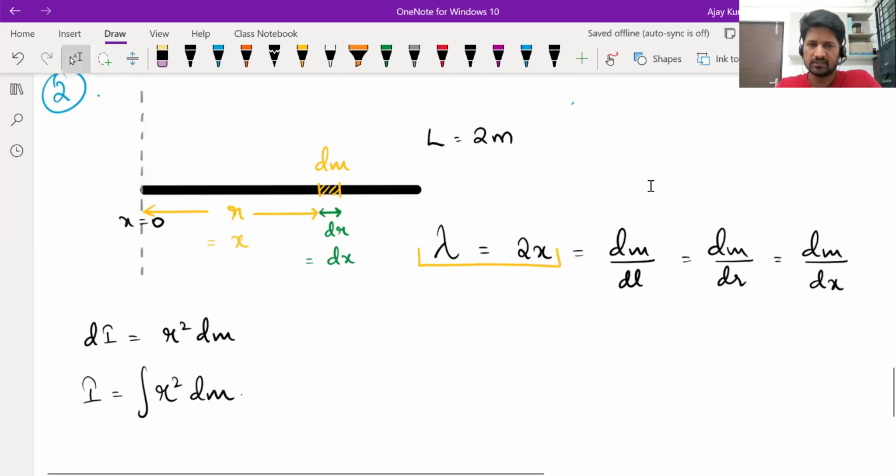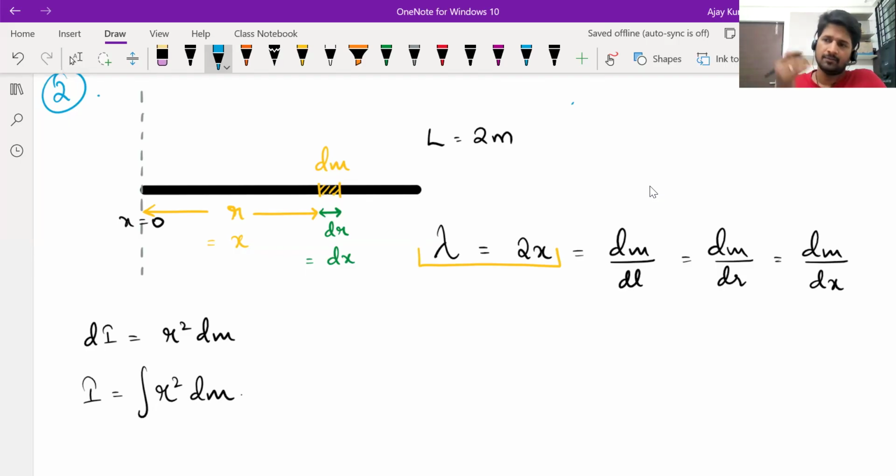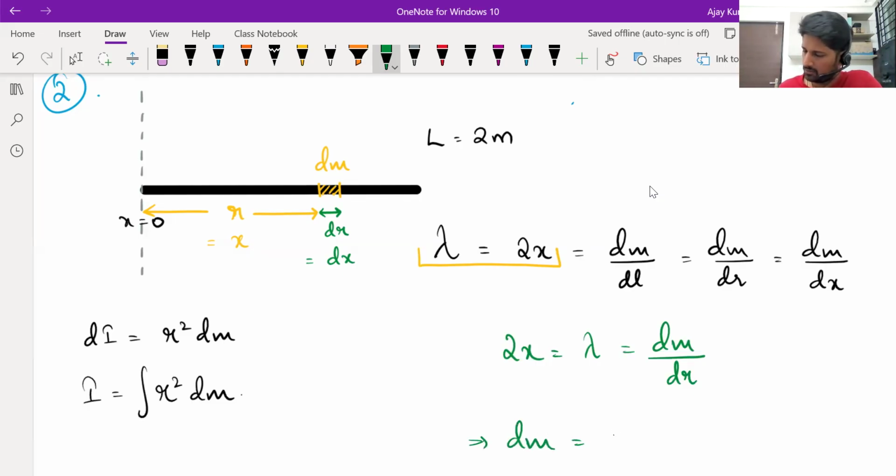Right. So I got two answers as 8 kg meter square. I think that is correct only. To integrate r square dm, we need to express dm in terms of dr. dm is the mass of the element, dr is the length of the element. Mass and length of an element are connected through linear mass density lambda. Here lambda is given as 2x. So 2x, that is lambda, is dm by dr, mass of the element by length of the element. So dm is equal to 2x dr, but x becomes another variable. So let's write it in terms of r itself. In this diagram, x and r are the same.